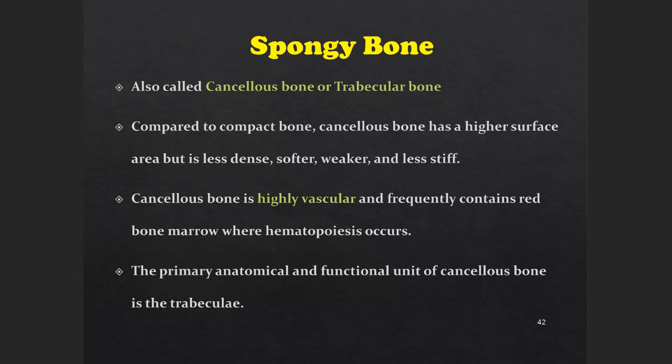Cancellous bone is highly vascular. Now, why are they vascular and not the compact bone? Because they have spaces in between them. They have trabeculae which help in the circulation and contain red marrow cells. The primary anatomical functional unit of cancellous bone is trabeculae. Now remember, the primary anatomical functional unit for compact bone is osteon, and the primary anatomical functional unit for spongy bone or cancellous bone is trabeculae.